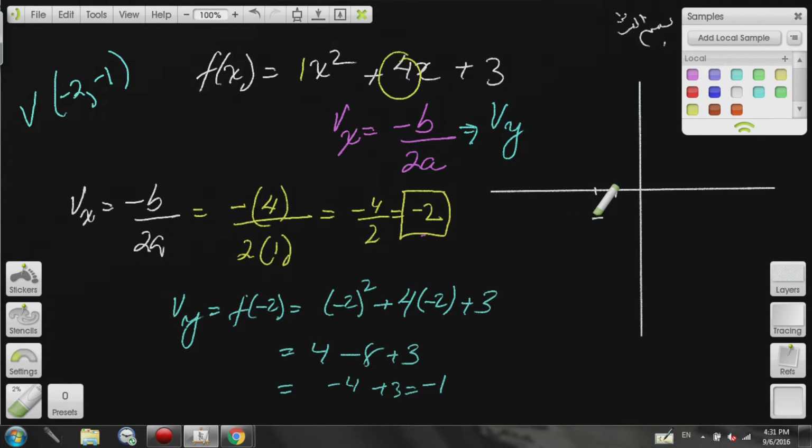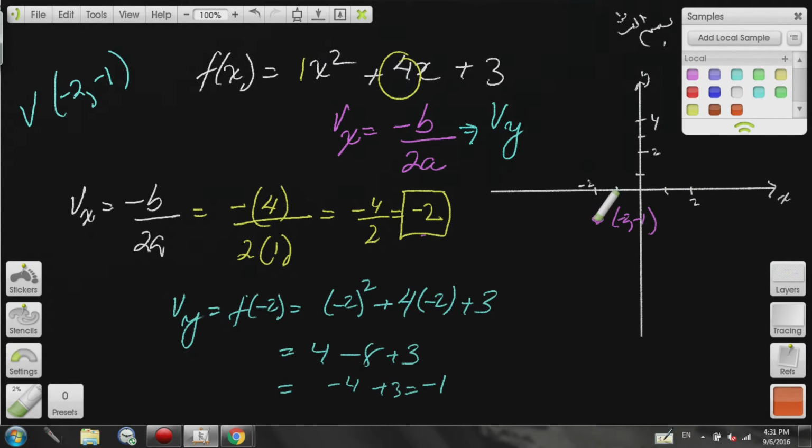Negative 2, negative 1. So that's the vertex. Now, as I said, as soon as you know the vertex, first label the vertex, that's negative 2, negative 1. Okay, x-axis, y-axis. I'm trying to set a good example for you. So yeah, because you should label some of these like that.